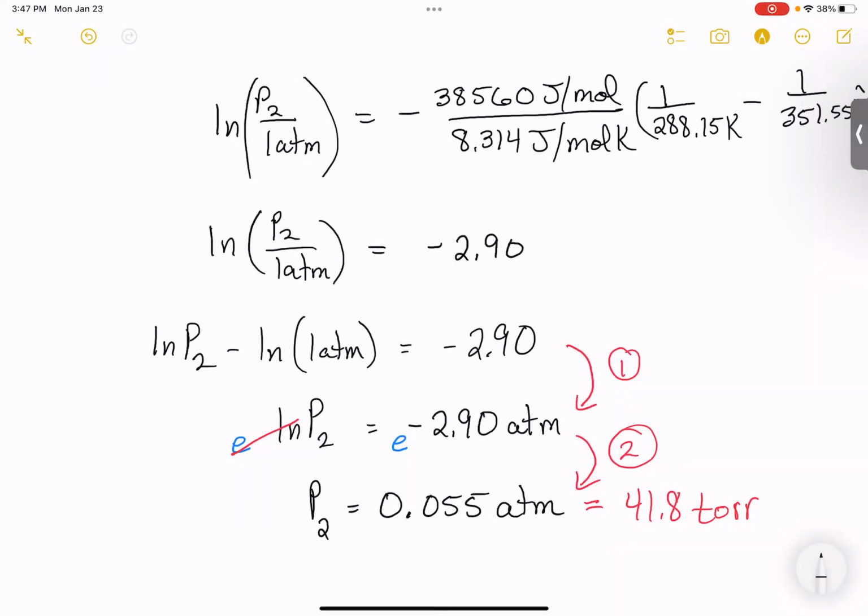You sure? Yes. Okay. So 1 divided by 288.15, minus 1 divided by 351.55. And then I get that. I multiply that times a negative 38,560 divided by the 8.314. Okay, I must have just put it. Thank you. Not a problem.